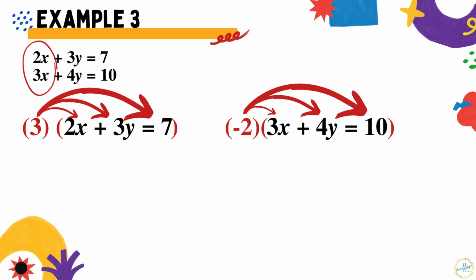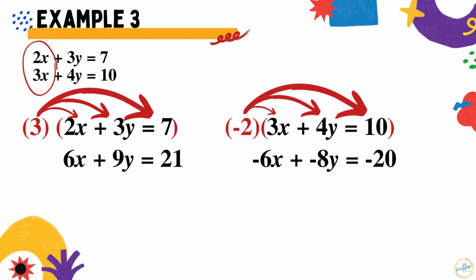So let's do 3 times 2x plus 3y equals 7, and -2 times 3x plus 4y equals 10. That's going to look like the distributive property that we learned in the past. We have to make sure that we distribute it to every single term, including the number on the other side of the equal sign. So the equation on the left is going to be 6x plus 9y equals 21. And the equation on the right is going to be -6x plus -8y, or -8y, either way is the same, equals -20.